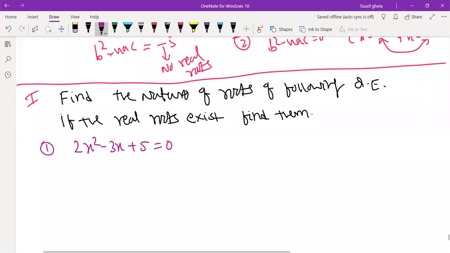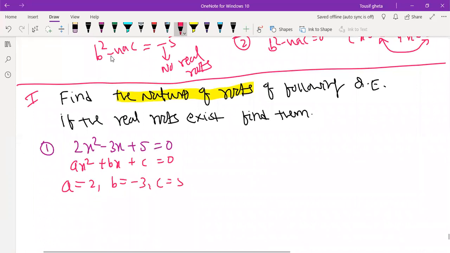First thing, we should find out the nature of the roots. Write down ax square plus bx plus c is equal to 0. Step by step, if you do, it will be better. Directly also, a is equal to 2, b is equal to minus 3, c is equal to 5. This concept everyone knows. Now we should find out the discriminant.